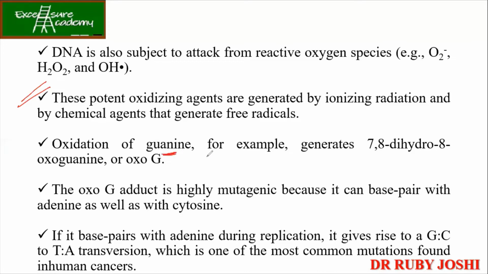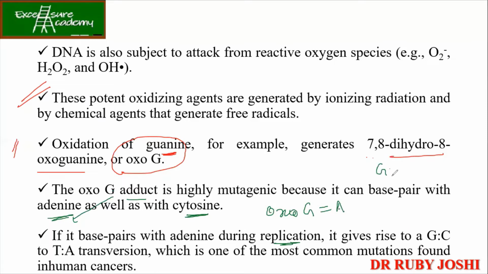So oxidation of guanine. We saw where the oxidation can happen, where we have got the double bond. So it generates 7,8-dihydro-8-oxoguanine, which in short is also known as oxo-G. Now, this oxo-G adduct is highly mutagenic because it can base pair with adenine as well as cytosine. If G pairs with C, no problem. But if oxo-G is base pairing with adenine, then instead of GC, in the next round of replication, I'm going to have TA. It means G से T हुआ, purine से pyrimidine हुआ, right? This kind of mutation is known as transversion, and these are common mutations found in human cancers. Okay, is it clear, guys?